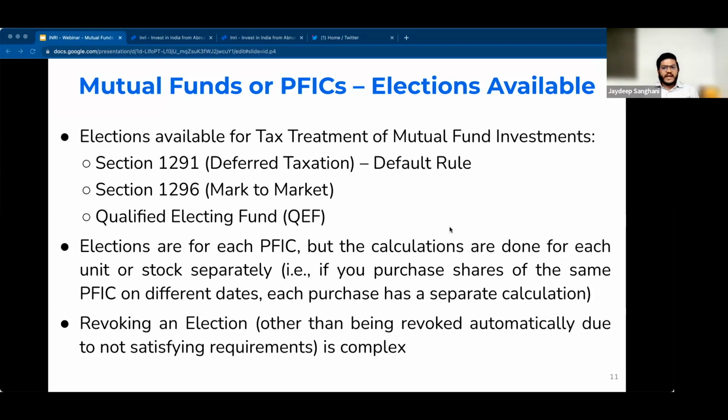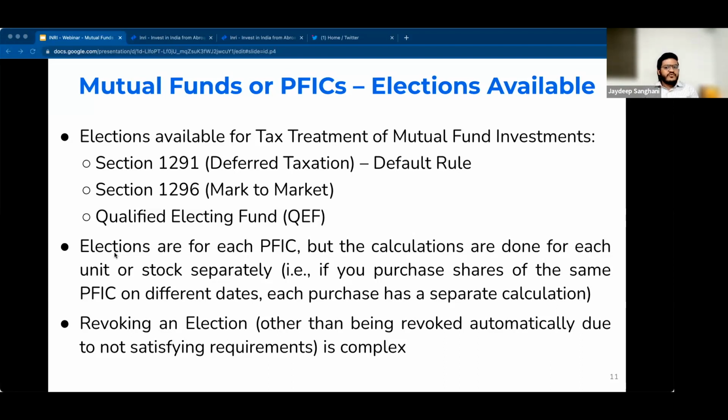The third election, and the less common one, is the qualified electing fund election. That is under Section 1297. Why is this less common? Because the mutual funds do not provide the information that is required to make this election. So we will not be covering more details on this. It is just because Indian mutual funds, those that are listed, do not generally provide the information required to make this election.